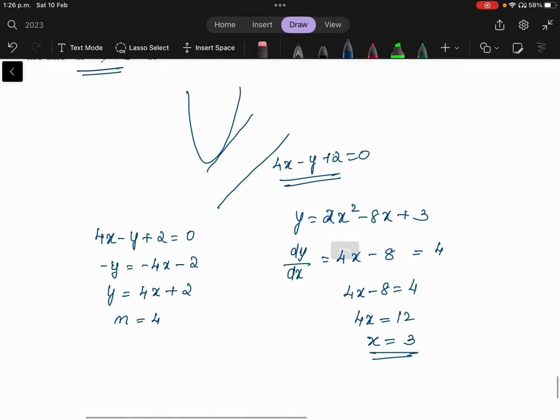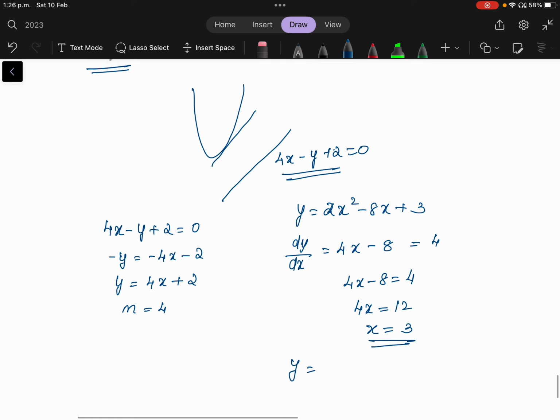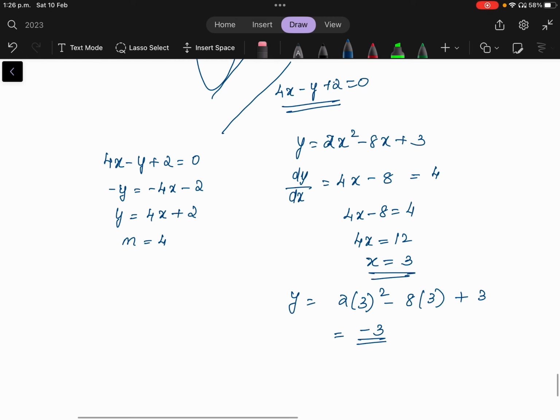Now if x is equal to 3, how will you find the value of y? y is equal to 2 times 3² − 8 times 3 + 3, which will be equal to −3. So the point is (3, −3).